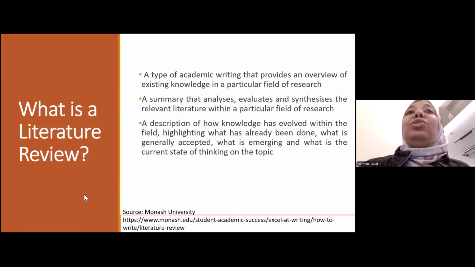So, a literature review is a type of academic writing that provides an overview of existing knowledge in a particular field of research. It's a summary that analyzes, evaluates, and synthesizes the relevant literature within a particular field of study. It's a description of knowledge and how it has evolved within the field, highlighting what has already been done, what is generally accepted, what is emerging, and what is the current state of thinking on the topic.